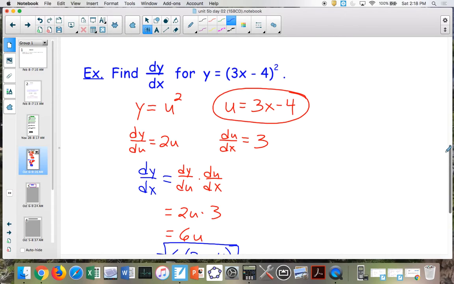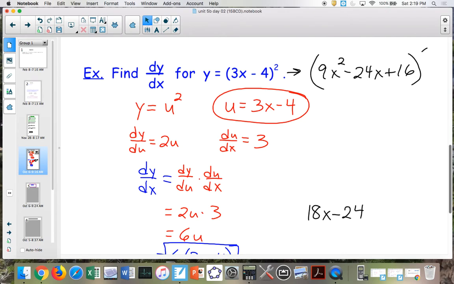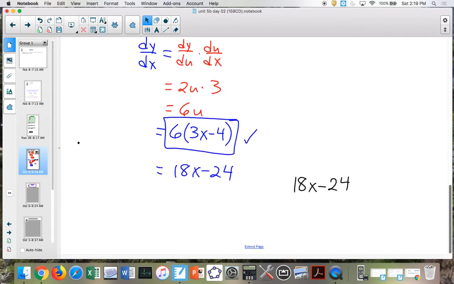Now, if you don't really think that that works, or you're not quite sure, we could have expanded this right off the bat and made it 9x squared minus 24x plus 16. And when you take the derivative of that, we use the power rule. 2 times 9 is 18, and then x to the first power. The derivative of 24x is just 24, and the derivative of 16 is 0. And oh my gosh, we got the right answer.